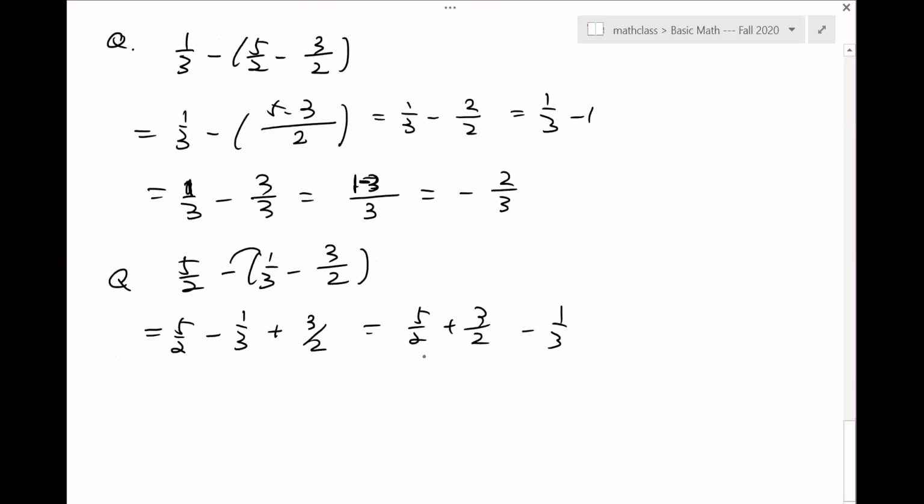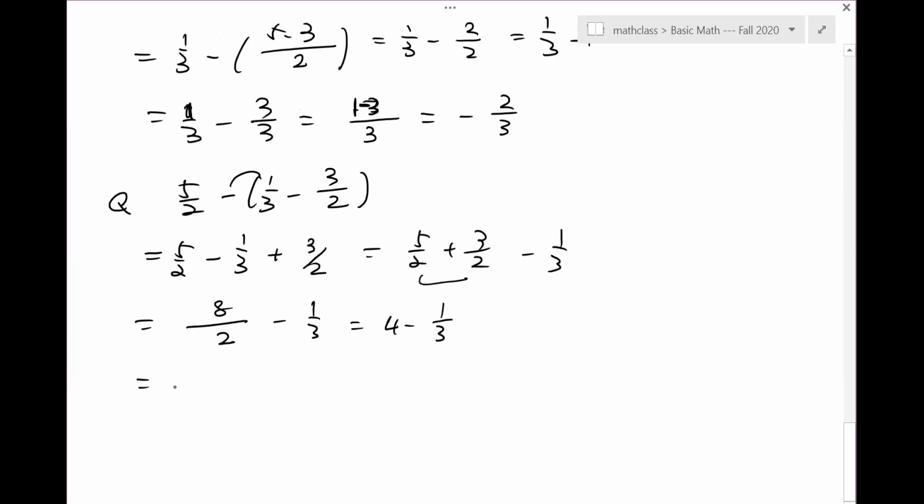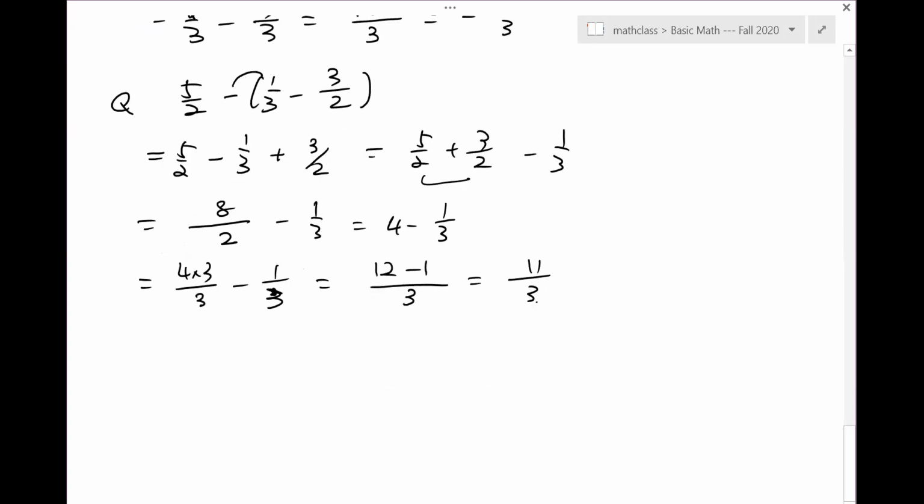Regroup them. So work on these two first. They have a common denominator. So it's 5 plus 3 is 8 over 2. Okay, 8 over 2 is 4. Then what? Well, then 4 is going to be 4 times 3 over 3. So it's going to be 12 minus 1 over 3, 11 over 3. Right? So that's it.